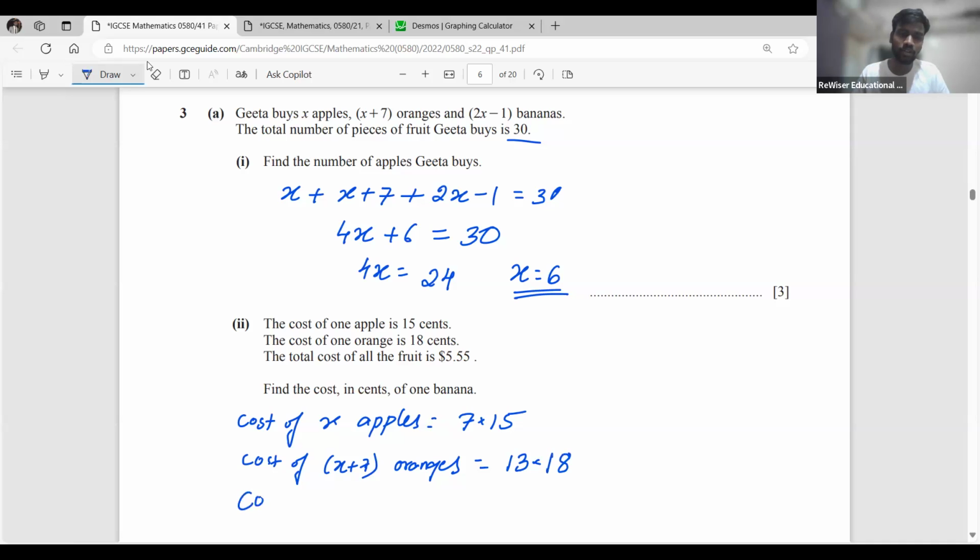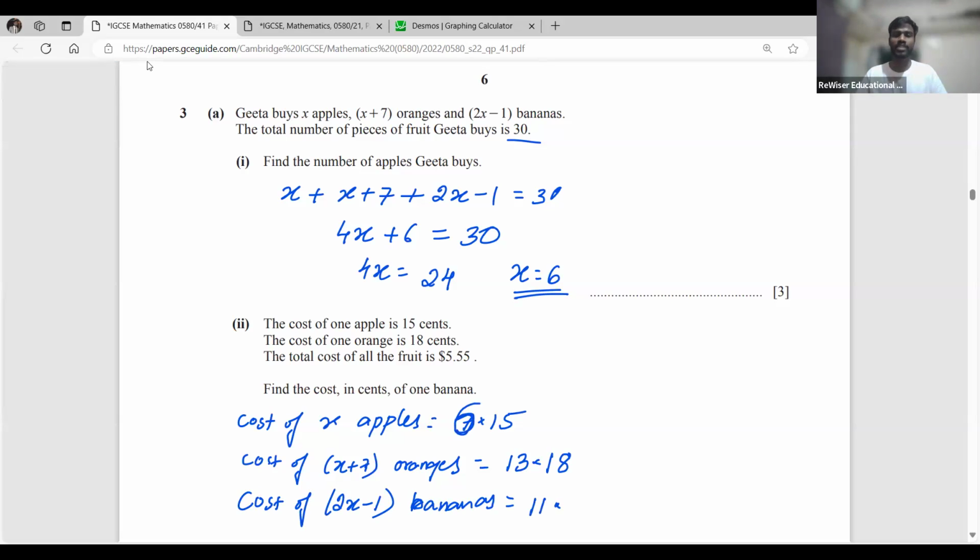And next, cost of 2X minus 1 bananas. It's going to be 2 times 6 minus 1, which is 12 minus 1, which means there are 11 bananas. So it has to be 11 times. Oh, it's 6 apples, not 7. So 6 times 15. So 11 bananas, and each banana, we don't know what is the cost.